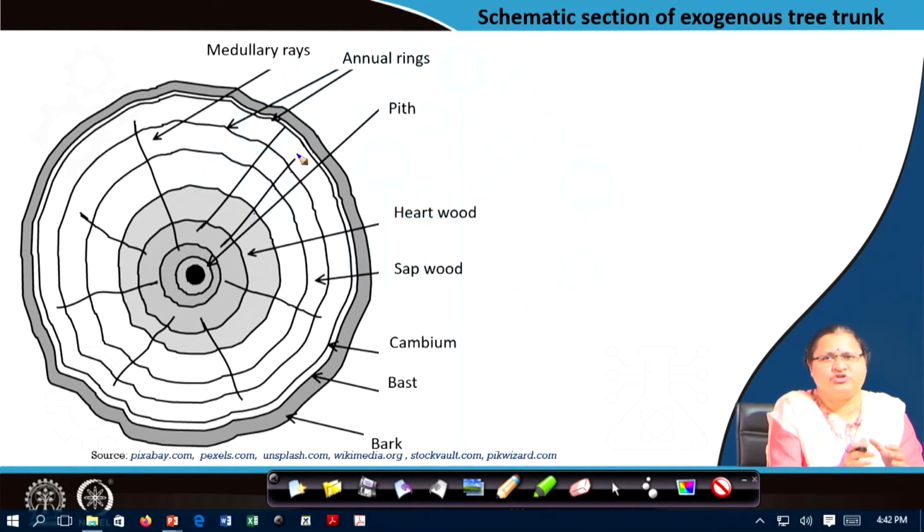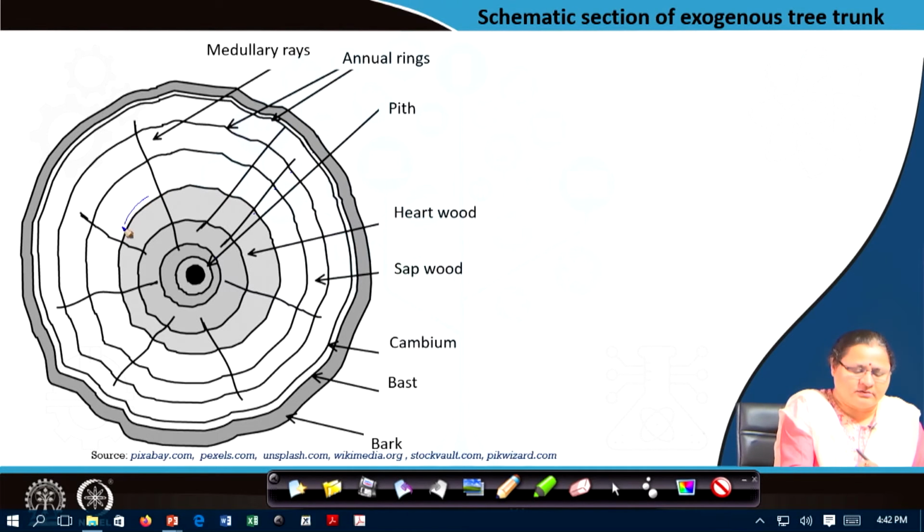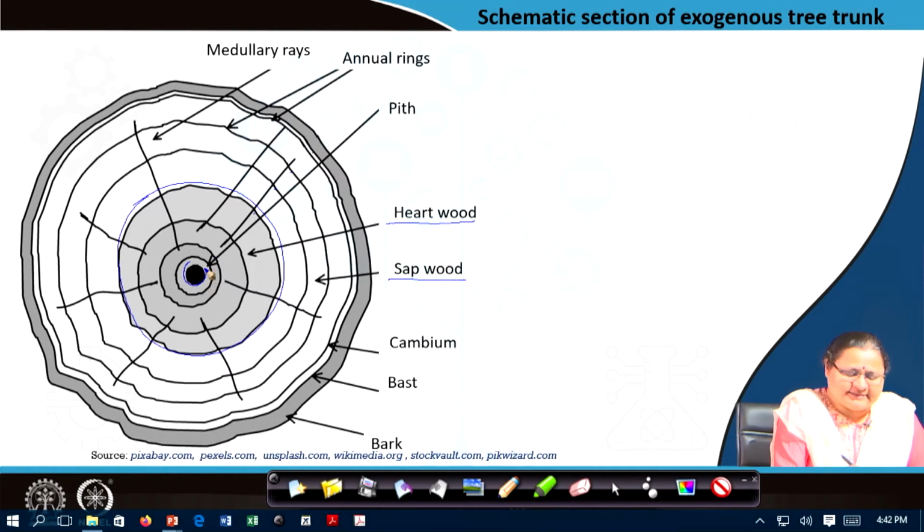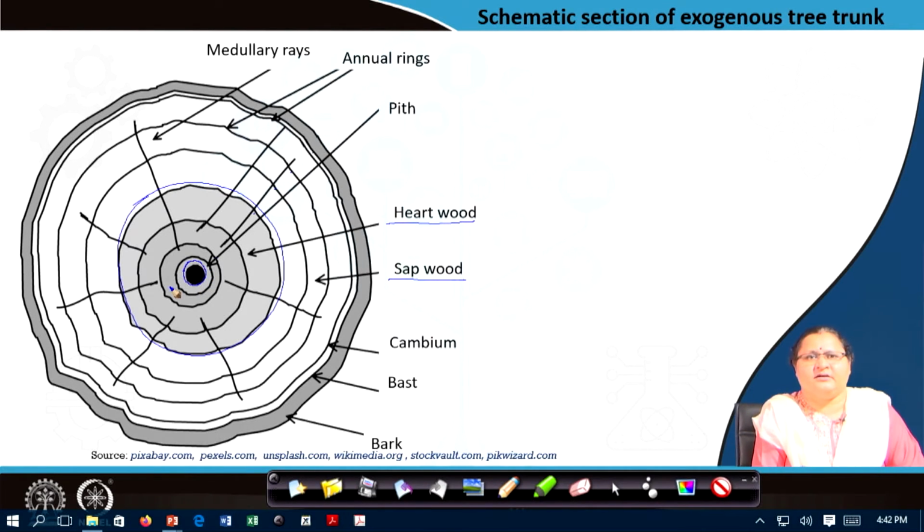The deeper color portion is called the heartwood, the core, whereas the lighter color portion is called the sapwood, and the entire thing is protected by the cambium layer, then the bast, and then the bark or the covering, the top coating. You see a dark portion at the center, which is the dead cell, which forms the pith. So, these are the nomenclatures.